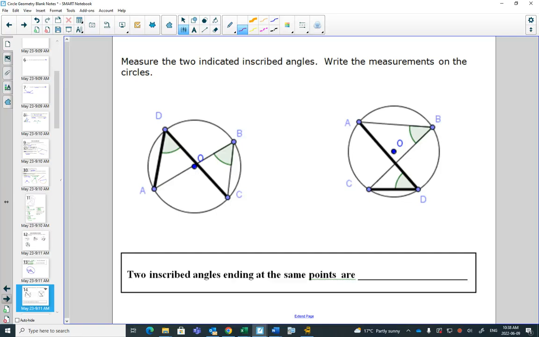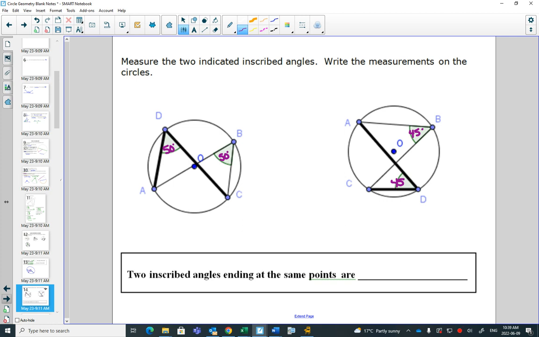Now, again, where did I put my little protractor down? Here it is. Check this out. I'm going to measure this inscribed angle. I've got my protractor out. This one is 50 degrees. I'll measure the other one. It is 50 degrees. They both happen to be 50. I'll measure the next one. The next one that's highlighted is 45 degrees. And I'll measure the other one. It's 45 degrees.